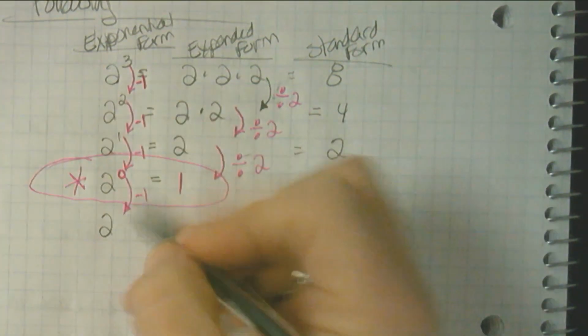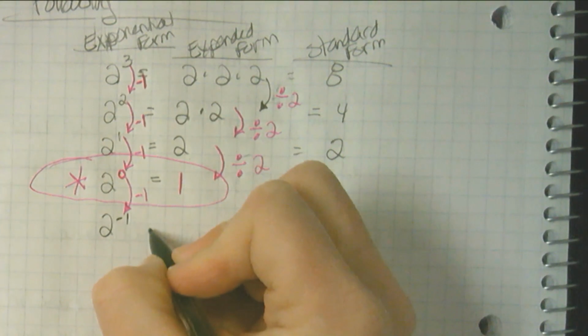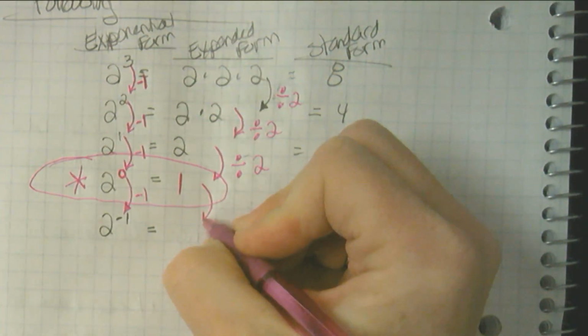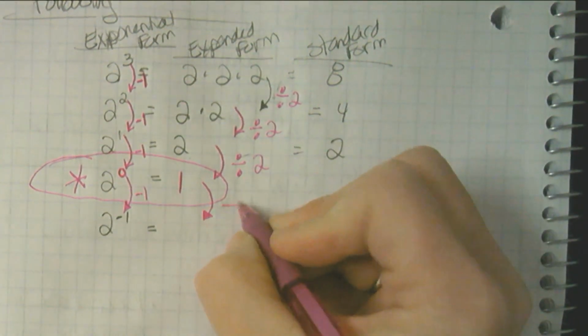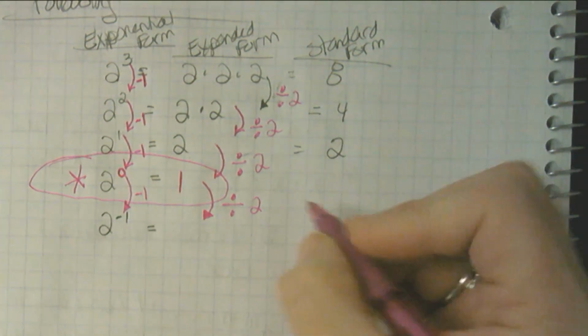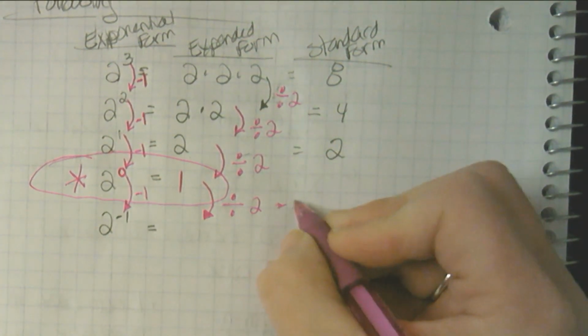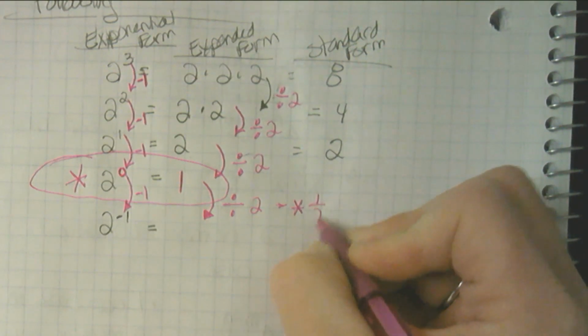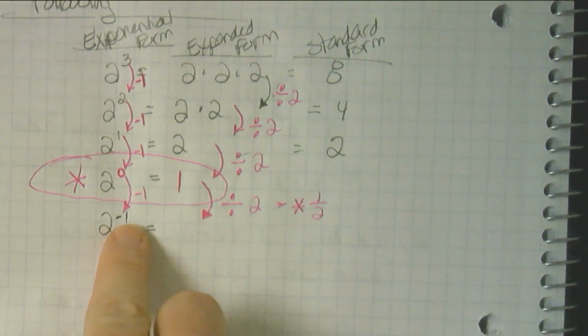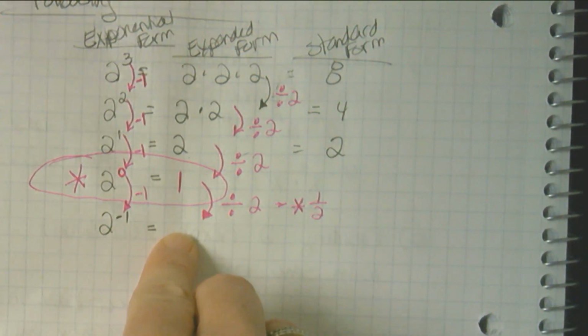Yep, so this is going to be 2 to the negative first power. Okay, so let me ask you something. If I'm dividing 1 by 2, dividing by 2 is the same thing as multiplying by a half. Do you guys agree with that? How many of you guys agree with that? Dividing by 2 is the same thing as multiplying by a half. Okay. So what does 2 to the negative first power mean then in expanded form? Ada?